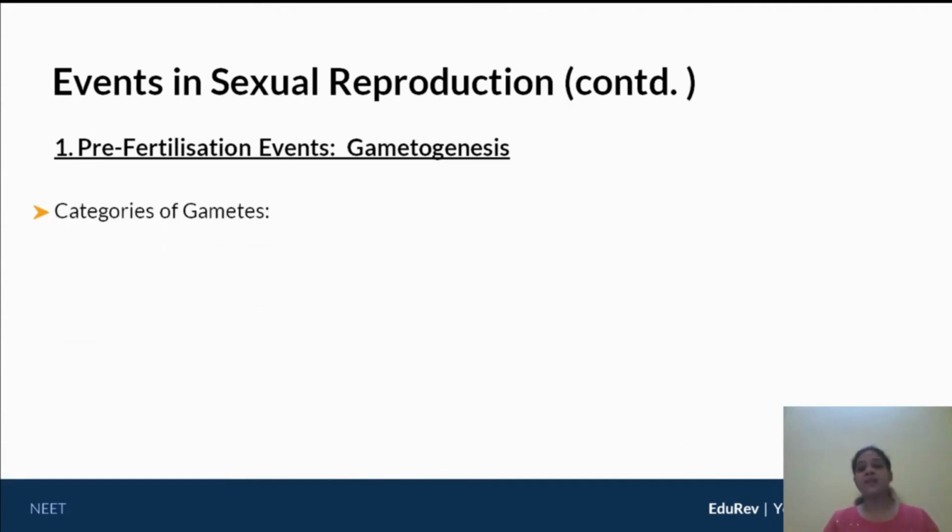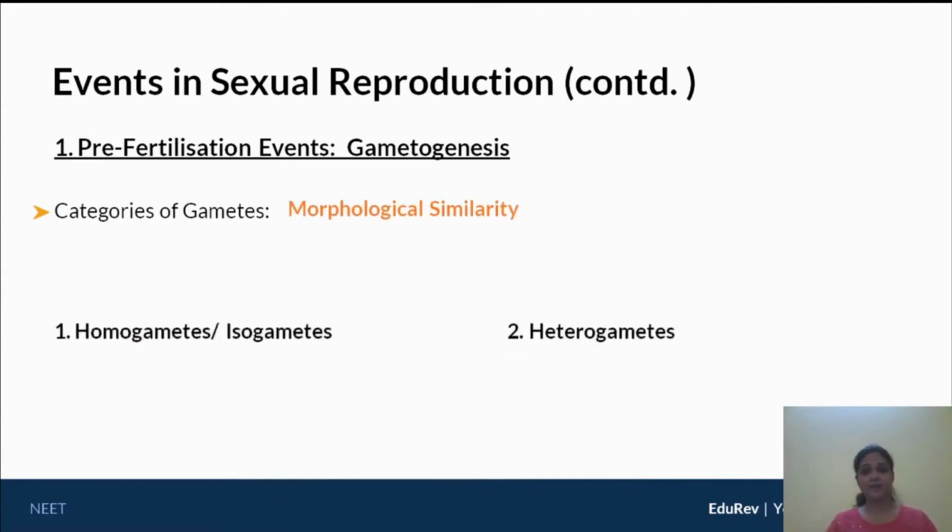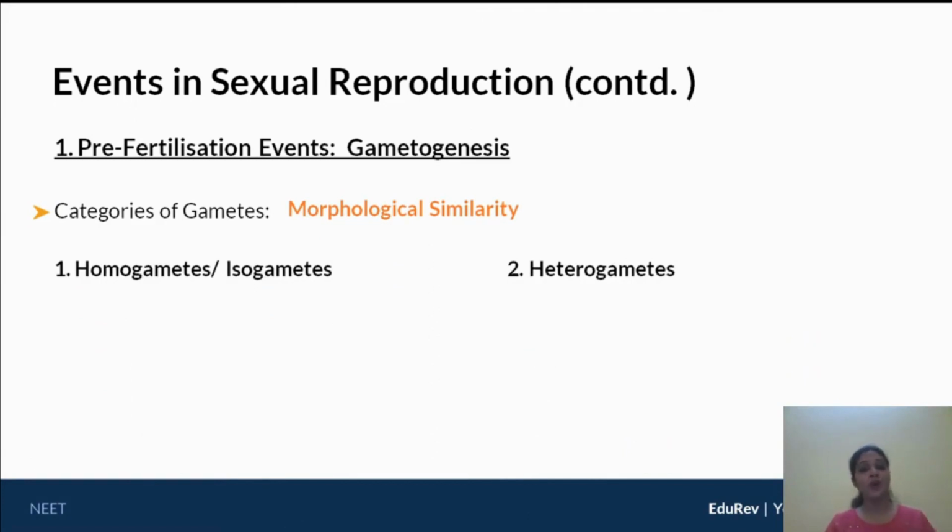Now, there are two categories of gametes, classified based on their morphological similarity. For example, you have homogametes or isogametes, and on the other side you have heterogametes. What is the difference between the two, and how are we distinguishing them based on morphological similarity? Homo means similar. The word iso, as in isomers in chemistry, also means similar.